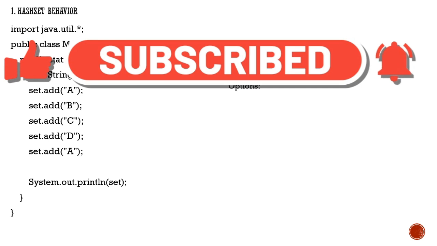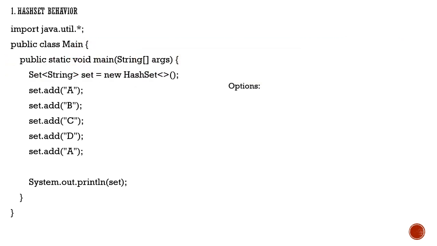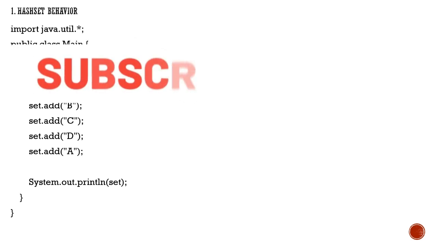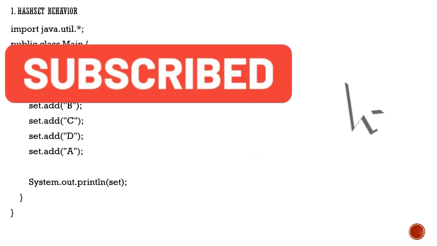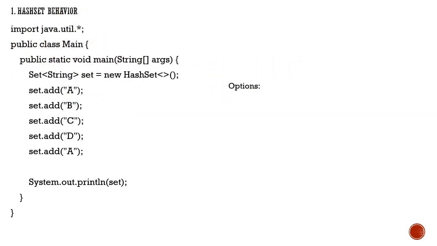The very first question is about HashSet behavior. Now, if you are aware of HashSet, it is an implementation of a Set. If you look at this code snippet, we have a new HashSet created of type String. We are trying to add 5 elements inside it, but the first and the fifth elements are duplicates. Now I want you to understand what the output would be.